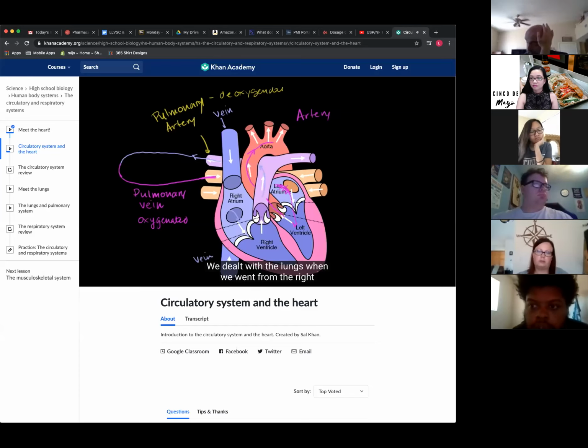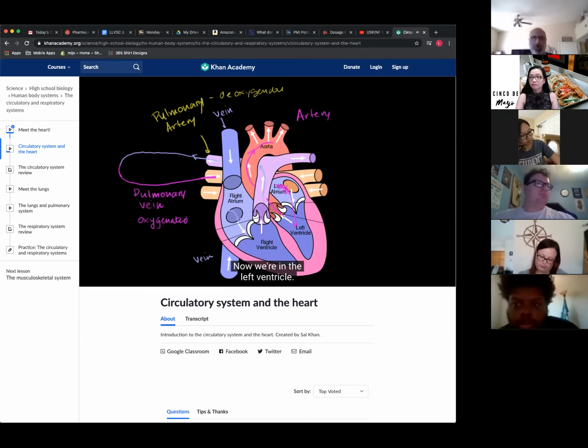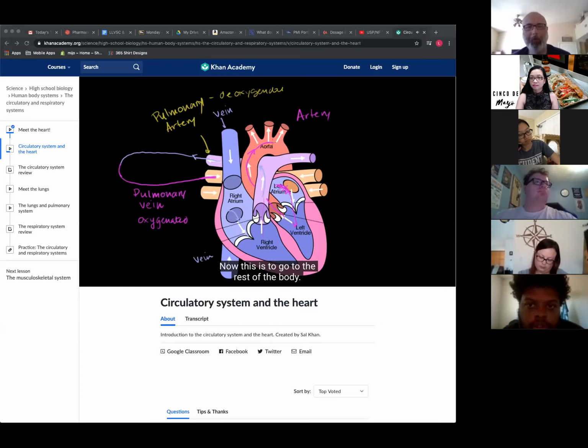The lungs, we dealt with the lungs when we went from the right ventricle to the lungs in a loop, back to the left atrium. Now when we're in the left ventricle, we pump into the aorta. Now this is to go to the rest of the body. This is an artery, a non-pulmonary artery, and it is oxygenated.